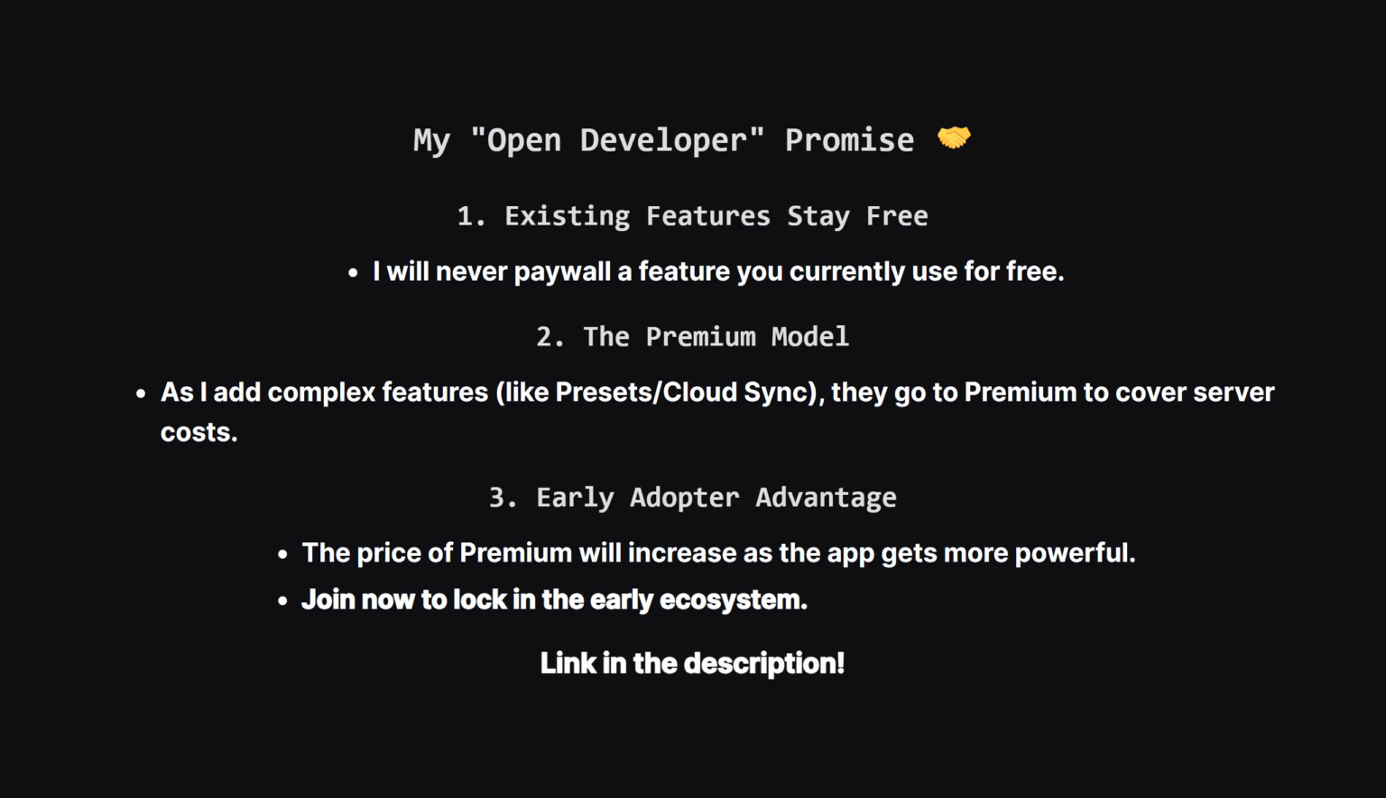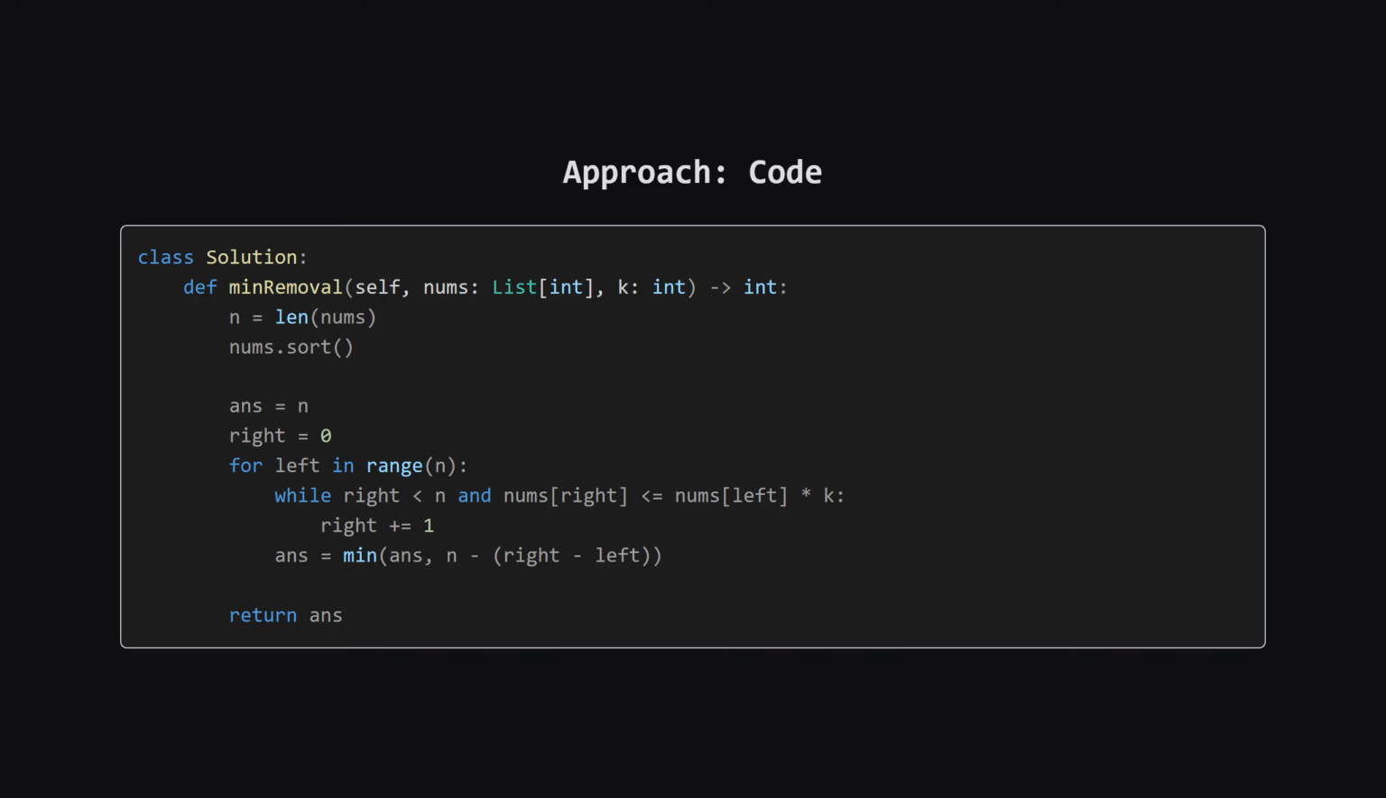I'll put the full solution up on the screen first, and don't worry, after that, we'll walk through the most important sections together. Alright, here is the full Python solution for the two-pointer approach. It's surprisingly compact. We sort, we loop, and we track the minimum removals. Take a second to look at the structure, and then we'll break it into chunks to see exactly what's happening.